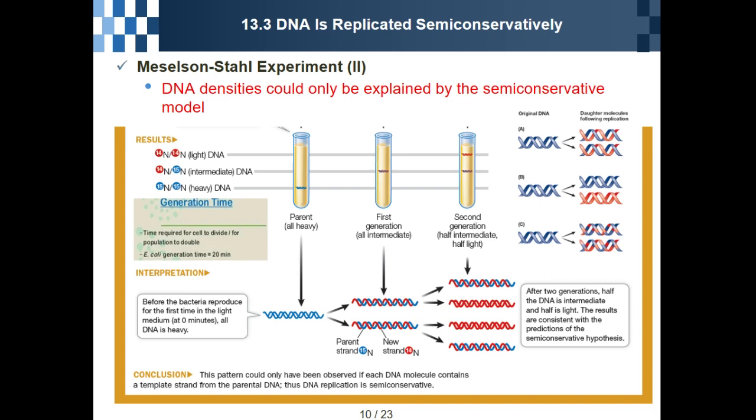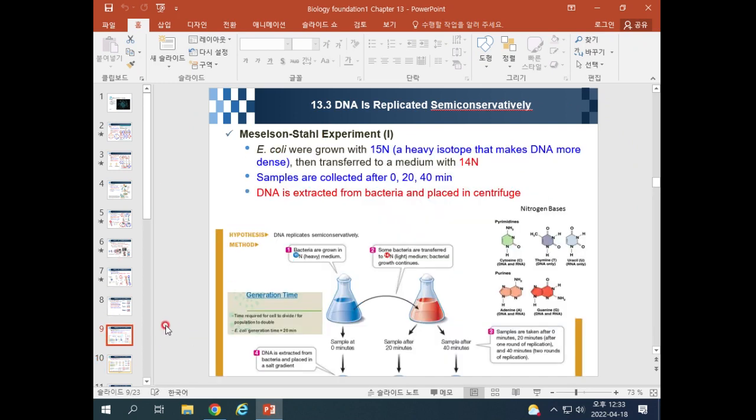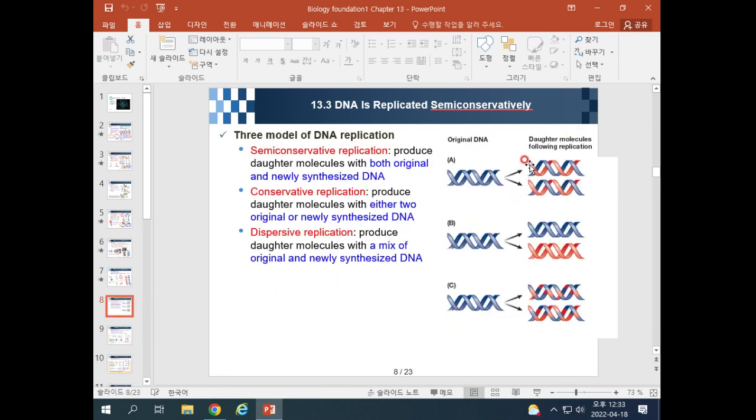Only the semi-conservative model can explain this result. That's why, based on Meselson and Stahl's experiment, people found that DNA is replicated semi-conservatively.